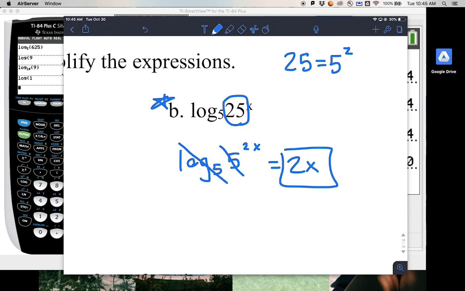And I put a star next to that. You see a lot of those types of problems. So replace that 25 with what 25 can be written as, a base and an exponent. So we rewrote 25 as 5 raised to 2, and that made it to where we could simplify.